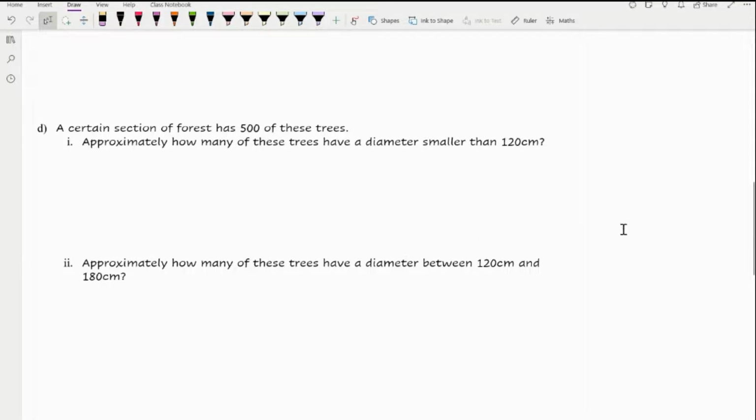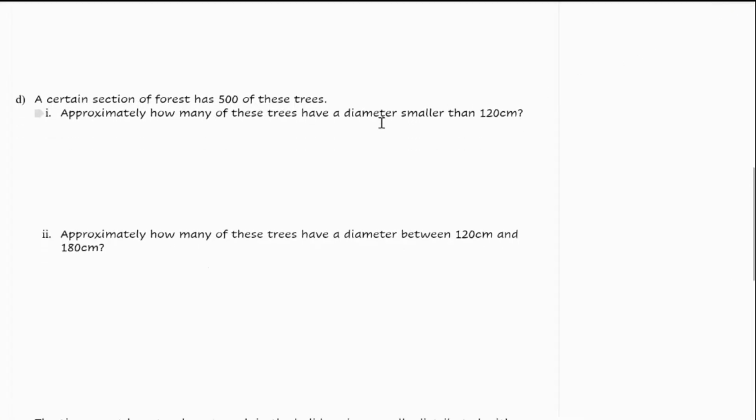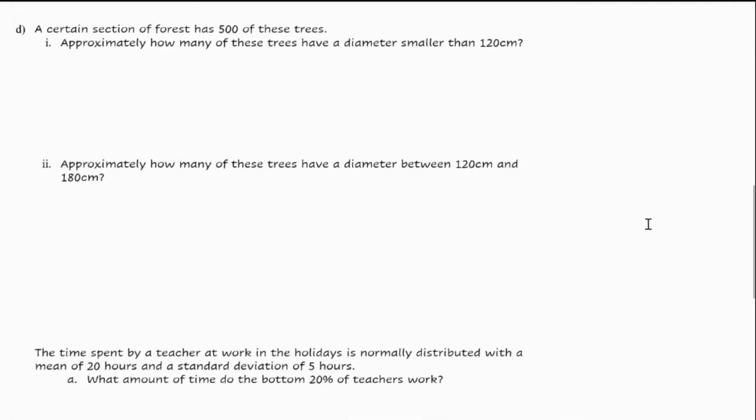Now, applying this normal distribution to an actual number of trees, we're still going to use our normal distribution curve to help us answer this, but instead we can now apply it to some number. So in this case, it says a section of forest has 500 of these trees, and it's asking approximately how many of these trees have a diameter smaller than 120 centimeters.